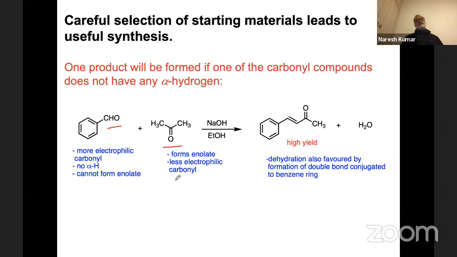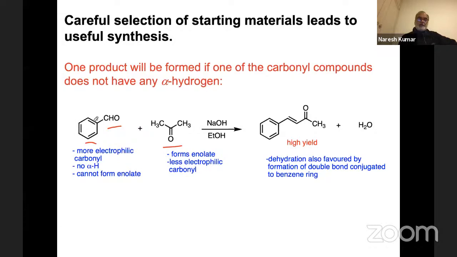If you play around with this reaction quite carefully and select your starting materials carefully, you can get useful syntheses when you react one aldehyde with a ketone, or two different types of reactants. Typically, if you take benzaldehyde and react it with acetone, you will get this cross-condensed product, where aldehyde reacts with ketone to give us this product in high yield. There's a reason for that. If you look at this aldehyde here, it doesn't have any hydrogen over here.